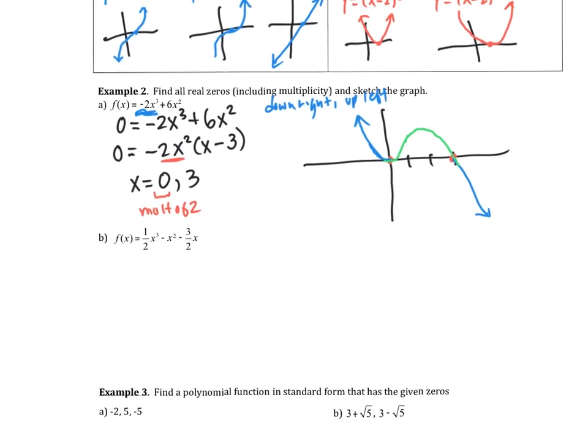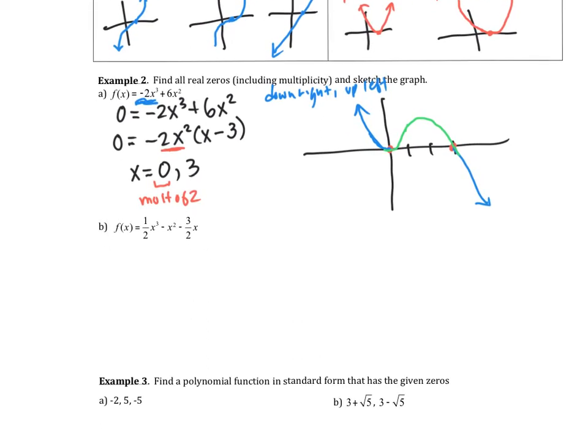I'm going to do the same type of thing for the next one. It does have a fraction because some of you don't like fractions. First I'm going to find the zeros, and then I'll consider the end behavior and any multiplicities. So let's see, I'm going to definitely take out an x. I'm also going to take out a half x to get rid of the fractions. Half x times x squared gives me 1/2 x to the third.